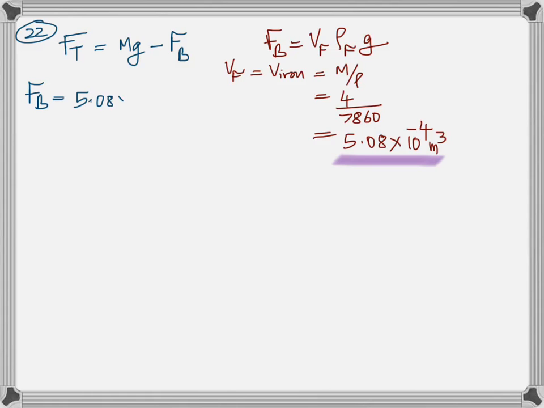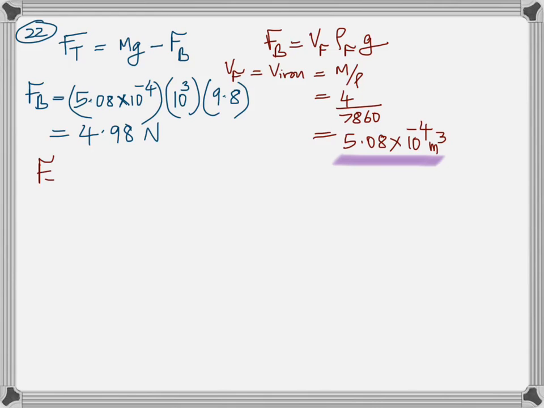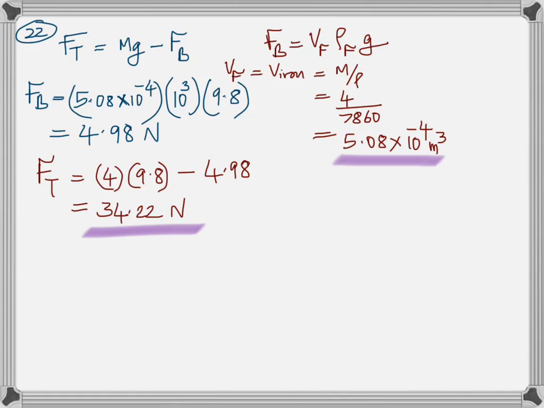Use that to find the buoyant force. Volume of fluid times the density of fluid, which is 1,000, times g. I got it as 4.98 Newton. So the tension is the weight, which is 4 times 9.8, minus 4.98. That's 34.22 Newton. That's the tension in the string. Memorize. All right, 23. Volume of the box.